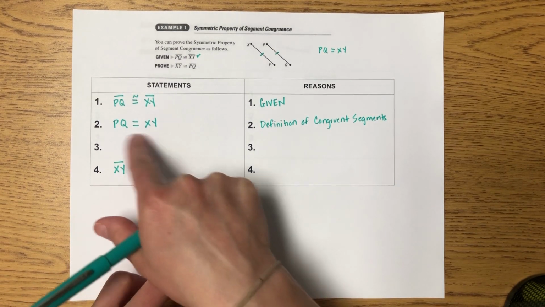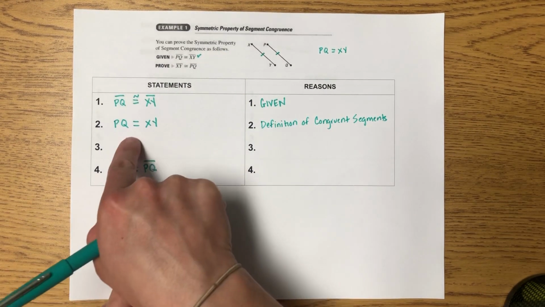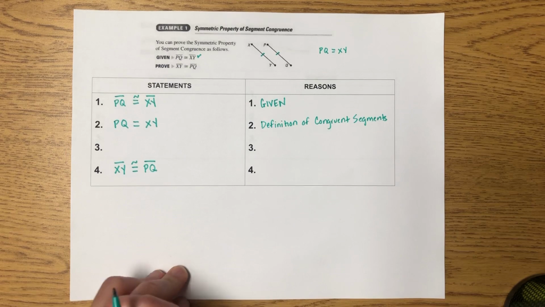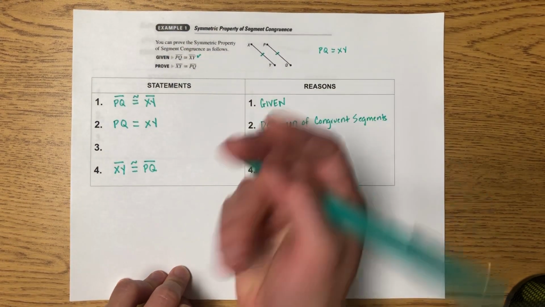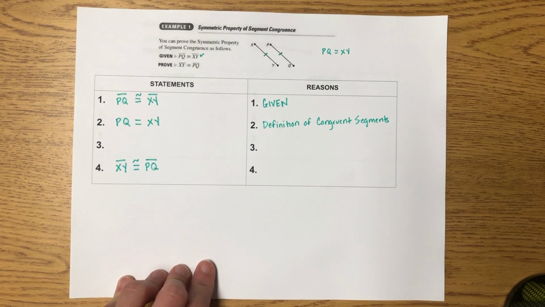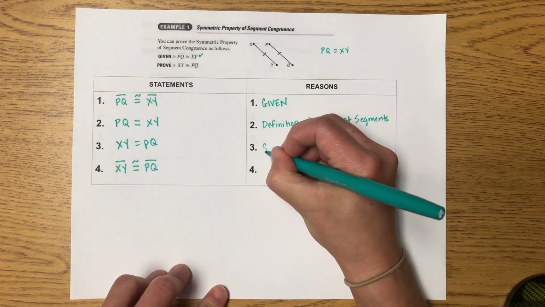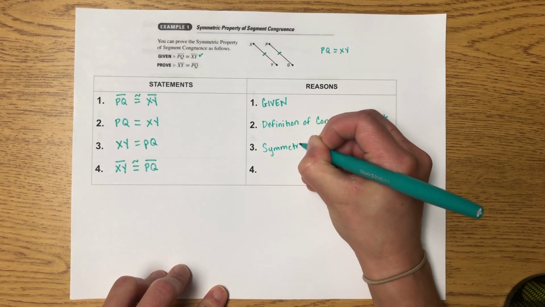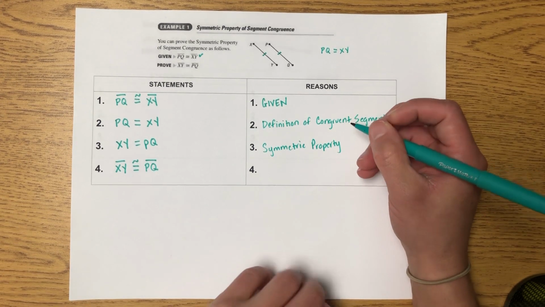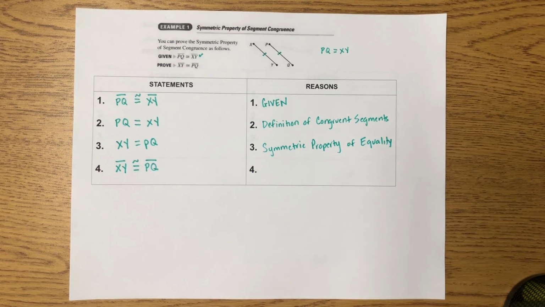Well, they want us to use the symmetric property here to show segment congruence, so if we look at this and we use the symmetric property, what would our statement look like? Well, our statement is going to look like where it's flipped. So if PQ equals XY, then what do we know from the symmetric property? Well, we know that XY equals PQ. So that's going to use the symmetric property of equality.